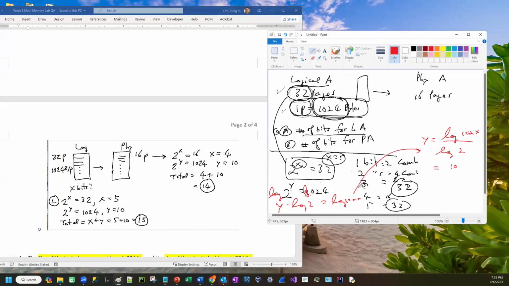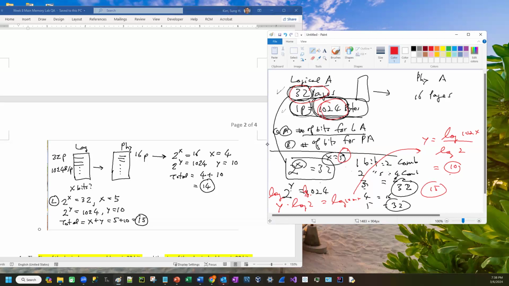So what this is saying is I need 5 bits to refer to the number of pages, and I need 10 bits to refer to the actual content. So how many bits do I need altogether? I need 15, 5 and 10. So I need altogether 15 bits.